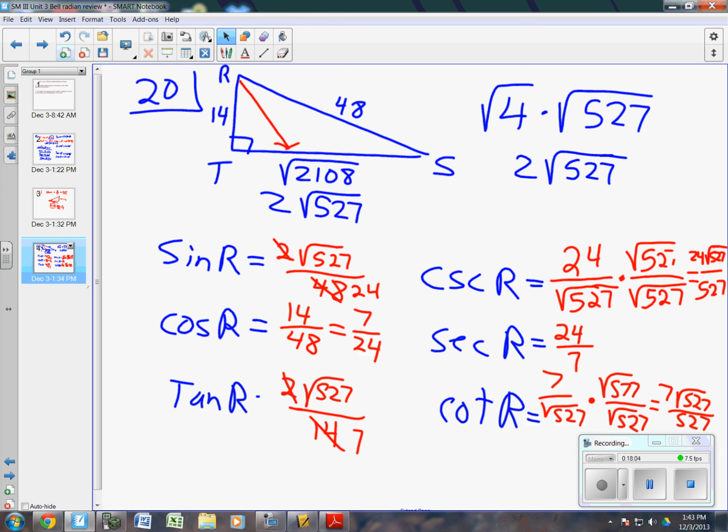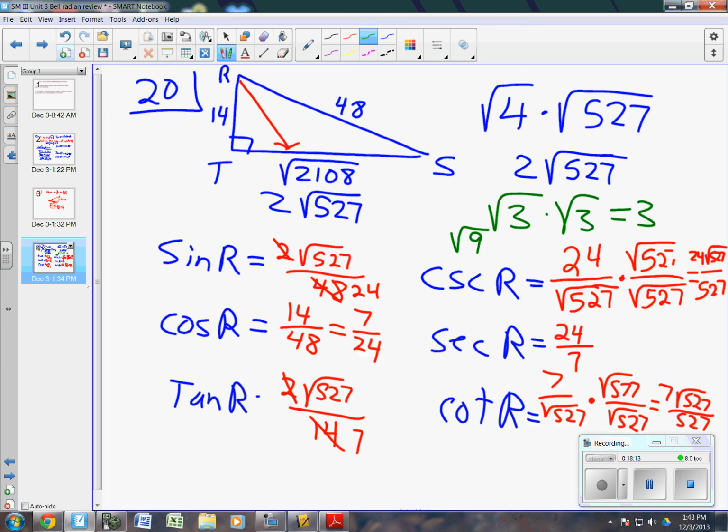Well, it's like this. If you times the square root of 3 times the square root of 3, you're going to get 3. Why? Because the square root of 3 times the square root of 3 is the square root of 9, right? Because 3 times 3 is 9. And what's the square root of 9? 3. It just makes a perfect square that you're taking the square root of.